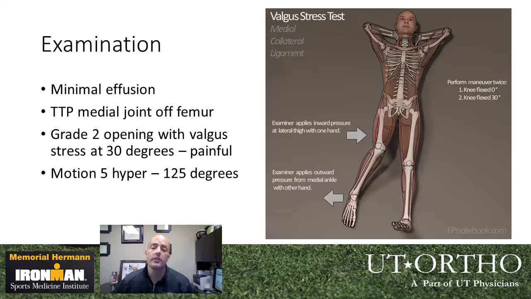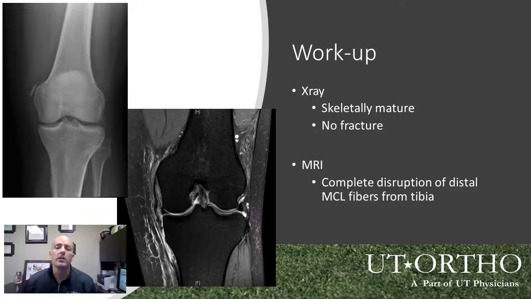Her motion is relatively well preserved. She had no other instability on examination. Workup includes a normal x-ray. This, however, is depicting a patient with a chronic MCL injury, not this patient. And her MRI actually shows a disruption of the MCL completely off the distal aspect of the fibula. It's curled up here. No other concomitant injury was found on this patient on imaging.